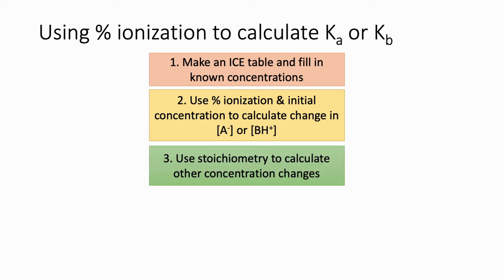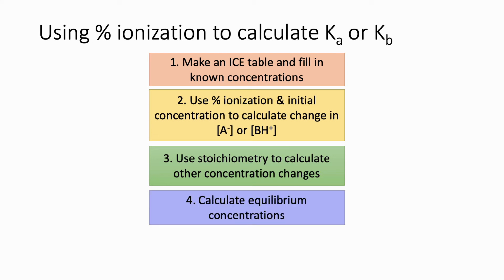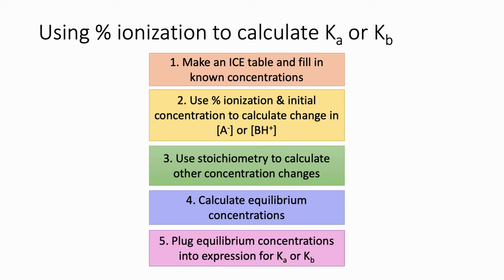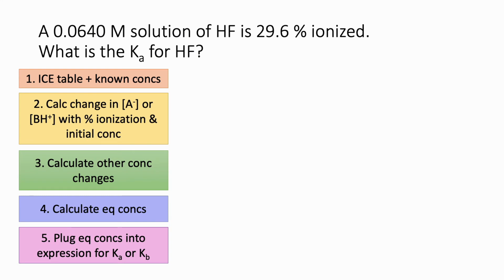And then we use stoichiometry to calculate the other concentration changes. And then, as always, we calculate the equilibrium concentrations and plug those into the Ka or Kb expression. So here's a problem where we know the ionization of hydrofluoric acid, HF, and we know the concentration of that hydrofluoric acid solution, and we're trying to find the Ka.